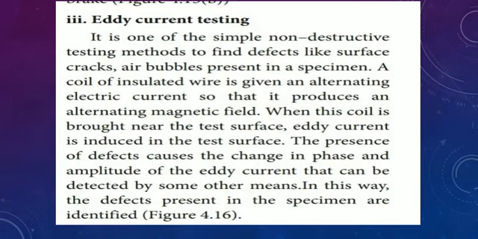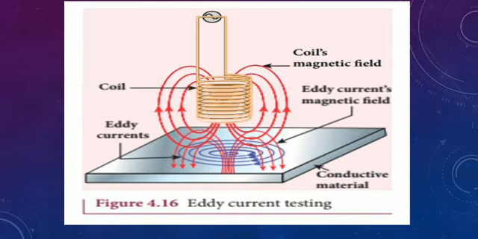Okay students, right? And see, this is the testing. This is the coil attached to the current, the coil's magnetic field, and eddy current is present in that material in a closed loop. Due to the current around this coil, the magnetic field is present like this. Due to the magnetic field, eddy currents are produced in closed loops in the material. Okay students, so based on this, we can test the quality of the material, that means any cracks.